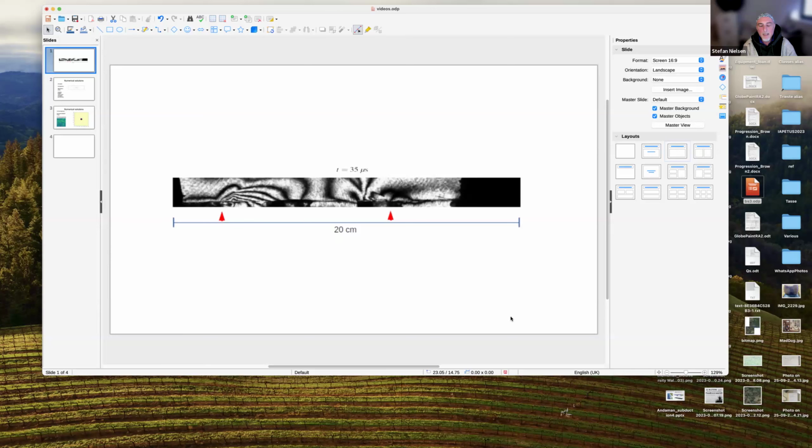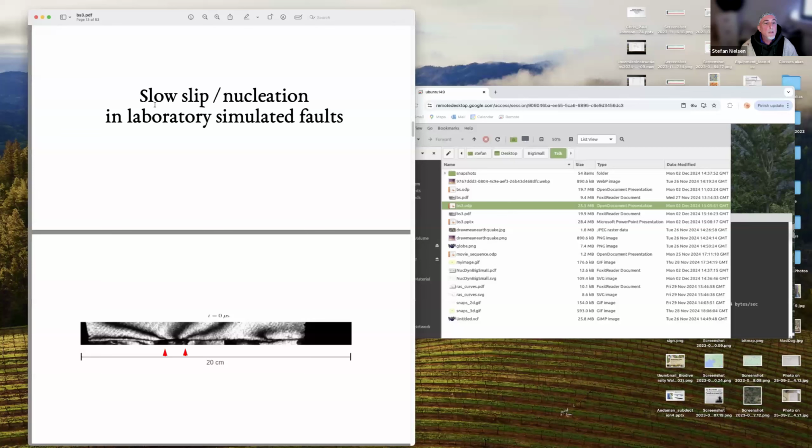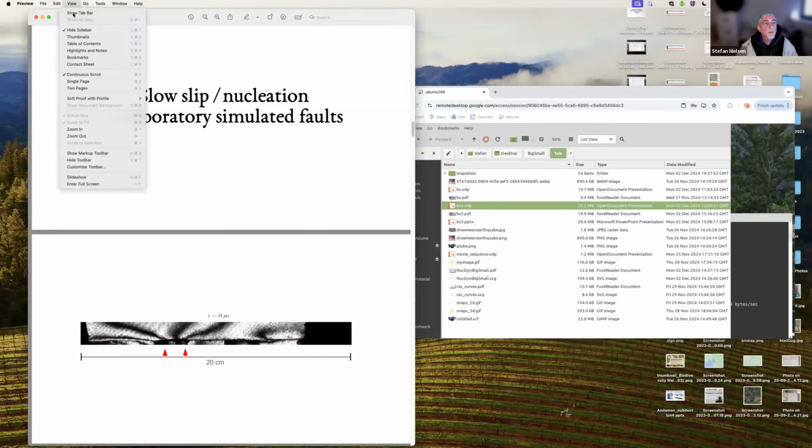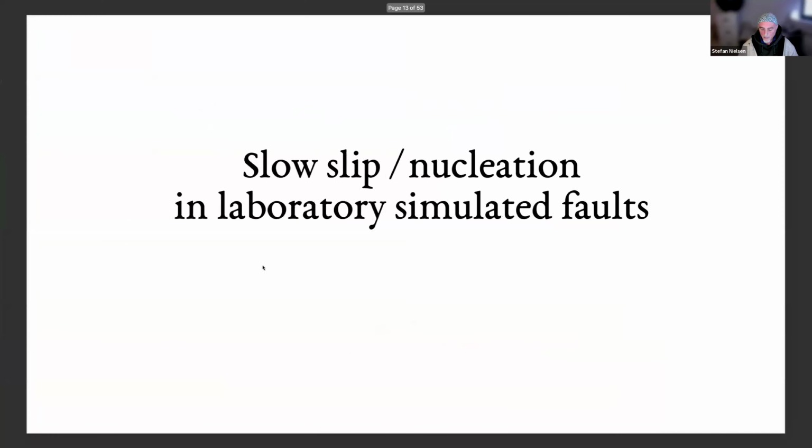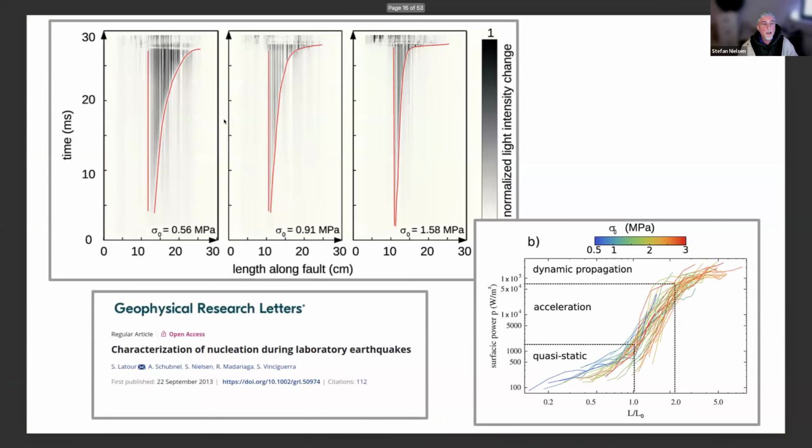And this is basically filming with a high-speed camera the nucleation and the breakout phase in a transparent sample in the lab. So this whole event takes a few tens of microseconds, and thanks to the stress concentration that creates this interferometric pattern, you can follow the tips of the rupture, and you actually can. So let's go back to this now. So you can actually plot the rupture front as a function of time.